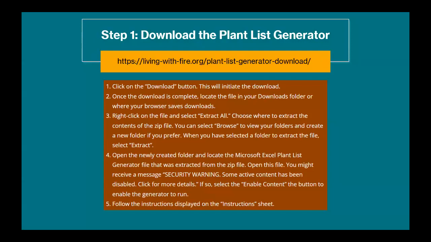So if you go to the plant list generator on livingwithfire.org, you will see a screen. I will show it to you a little bit. No, I won't show it to you because I can't go online right now. It would really screw me up. And it'll tell you how to do a download.